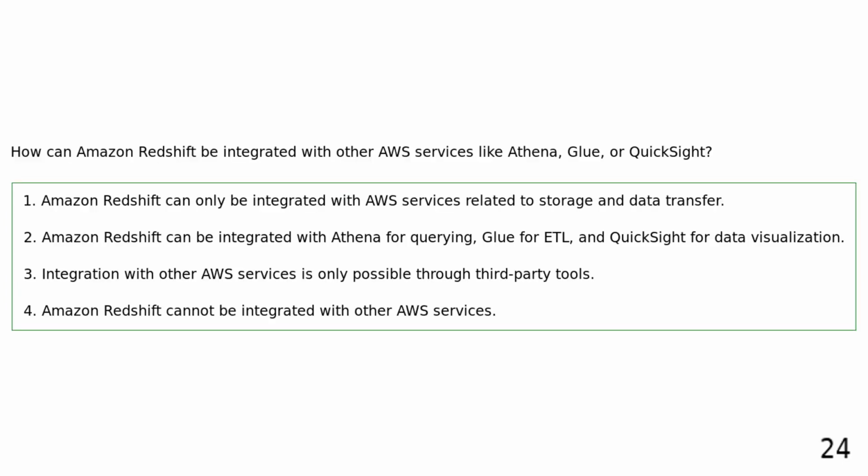How can Amazon RedShift be integrated with other AWS services like Athena, Glue, or QuickSight? Amazon RedShift can only be integrated with AWS services related to storage and data transfer. Amazon RedShift can be integrated with Athena for querying, Glue for ETL, and QuickSight for data visualization. Integration with other AWS services is only possible through third-party tools. Amazon RedShift cannot be integrated with other AWS services.